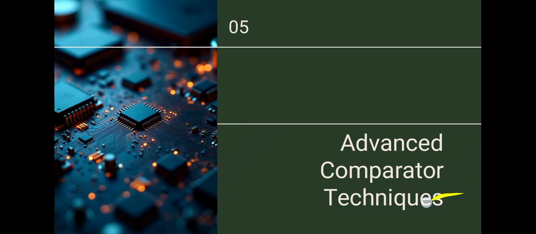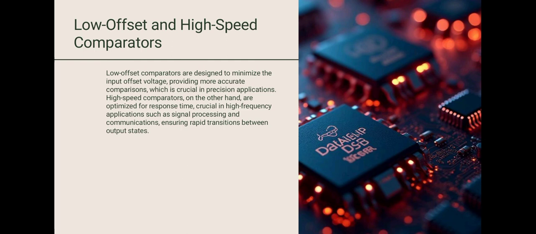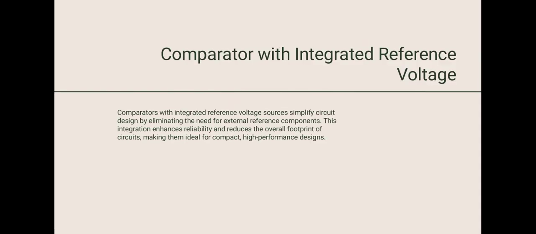Advanced comparator techniques. Low offset and high speed comparators. Low offset comparators are designed to minimize the input offset voltage, providing more accurate comparisons, which is crucial in precision applications. High speed comparators, on the other hand, are optimized for response time, crucial in high frequency applications such as signal processing and communication, ensuring rapid transitions in output states.